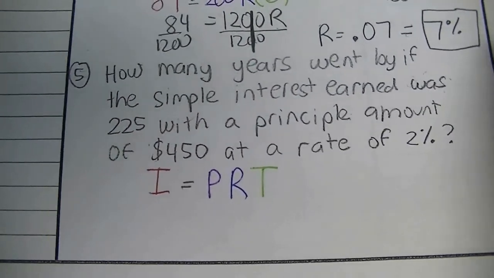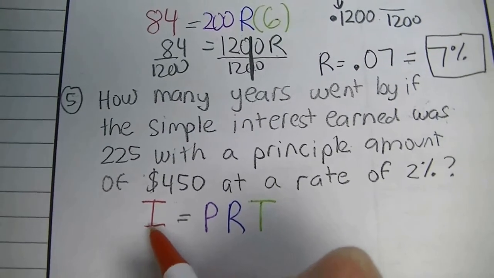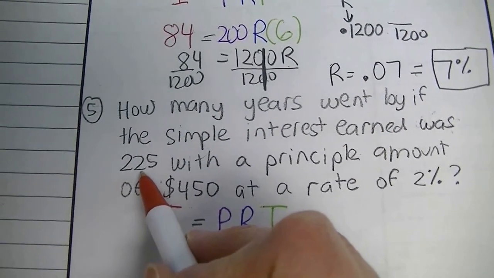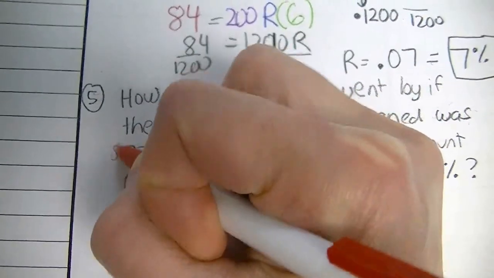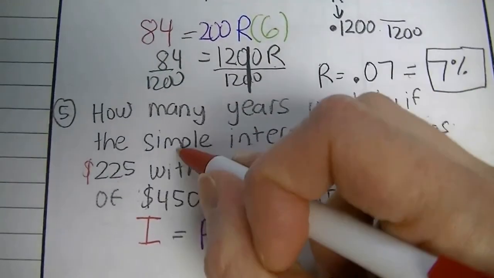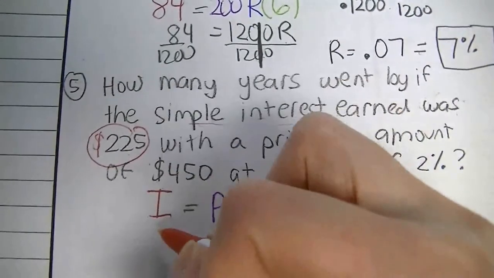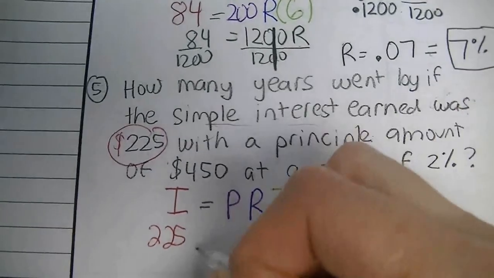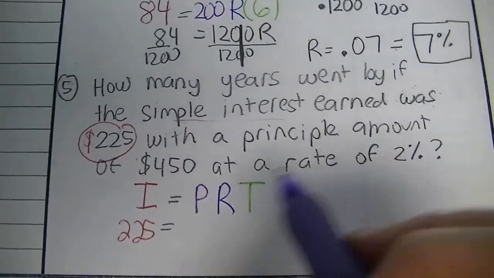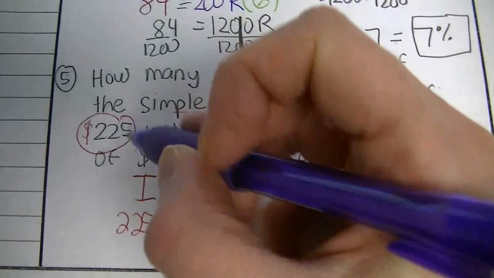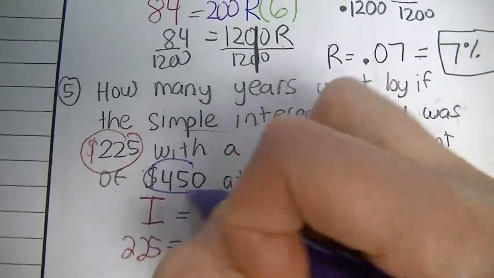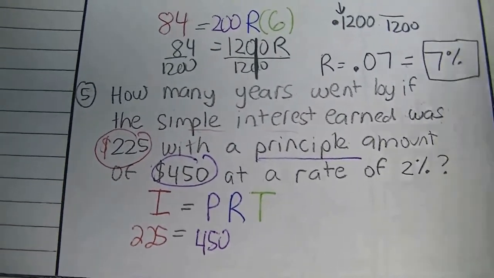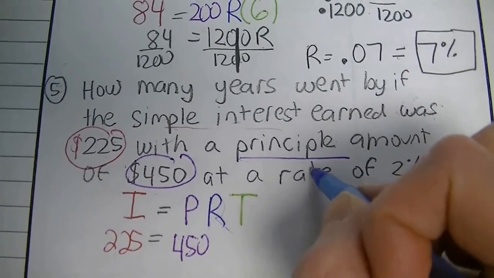Okay, so let's see what we got here. I'm starting here, interest. Do we know the simple interest? How many years went by if the simple interest earned was $225 with the principal? Oh, okay, I forgot the dollar sign. So anyway, that's the simple interest. So underneath that, I for the simple interest is 225. And let's see if we know the principal, the original amount. Principal amount, 450. So the principal amount was the 450. So I'm going to substitute that right here for the principal. Now let's find that rate. Oh, there it is.